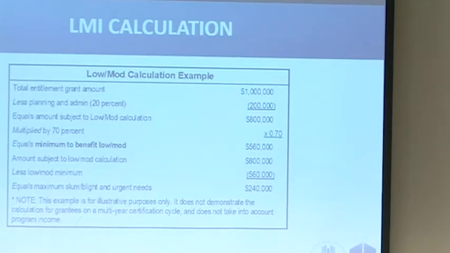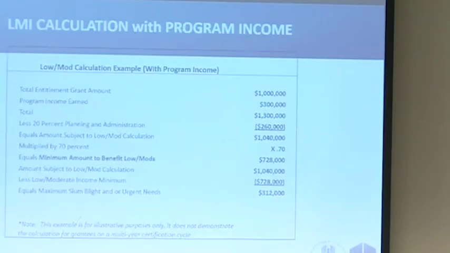$800,000, right? This is what is subject to the calculation, okay? Less low and mod minimum, so equals the amount of slum blight urgent need. That's the maximum we can actually use for slum blight. Okay? Pretty simple calculation. It's really just taking 70% of the amounts, okay?